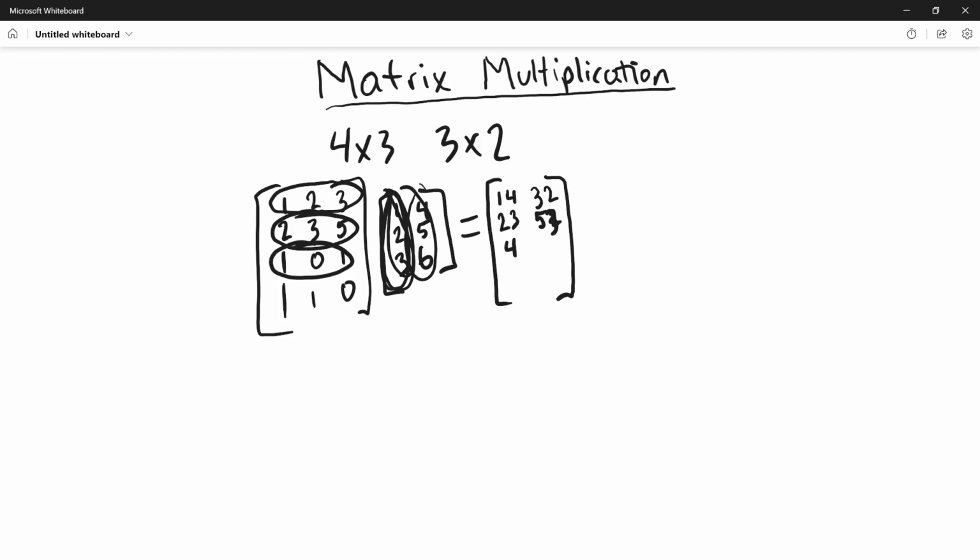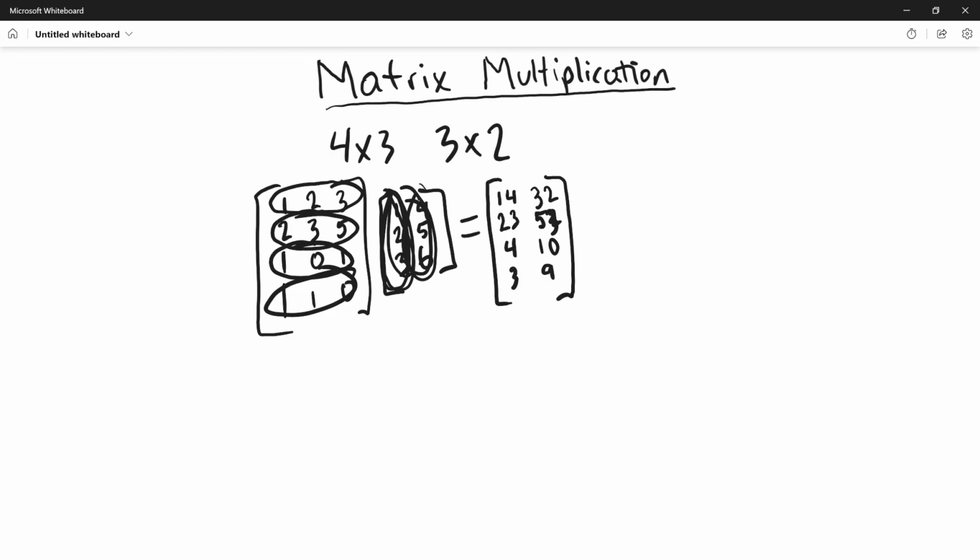Now for the right column, still third row: 1 times 4, 0 times 5, 1 times 6, I'm getting 10. And now last but not least, 1 times 1, 1 times 2, 0 times 3. I'm getting 3. And 1 times 4 plus 1 times 5 plus 0 times 6, I'm getting 9. Hopefully I did all that correctly in terms of mental math, and that is how you compute matrix multiplication.